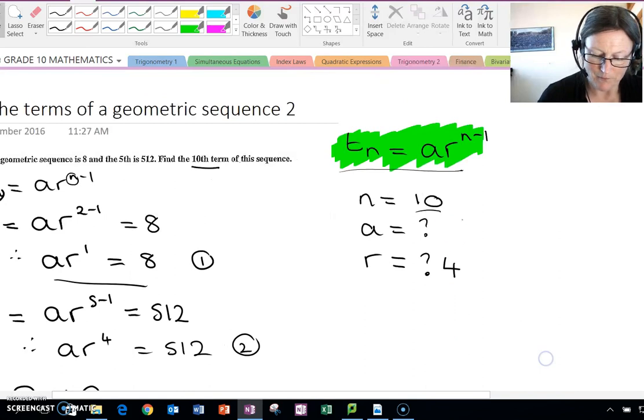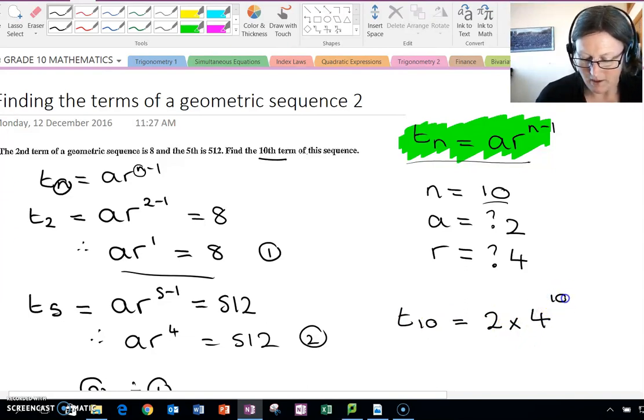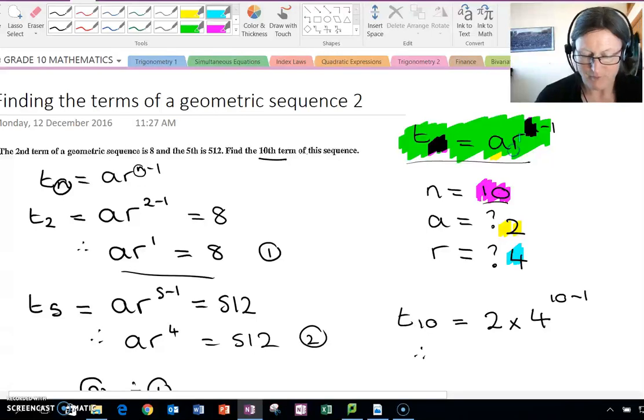So now look what I've got. I have got everything I need to now find the 10th term. So the 10th term is equal to 2, because A is 2, times by 4 to the 10 minus 1. I'm substituting in here. So where I see N, I am putting 10. Where I see A, I'm putting 2. And where I see R, I am putting 4. My colour coding didn't really work there.